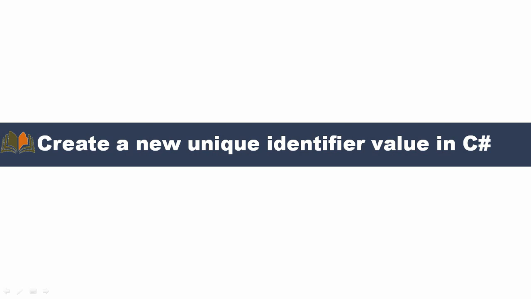Today in this video we are going to discuss how to create a new unique identifier value in C#. So what do you mean by unique identifier? A unique identifier is a unique value which can contain characters from A to Z, numbers from 0 to 9, etc. And every time you create a new unique value.